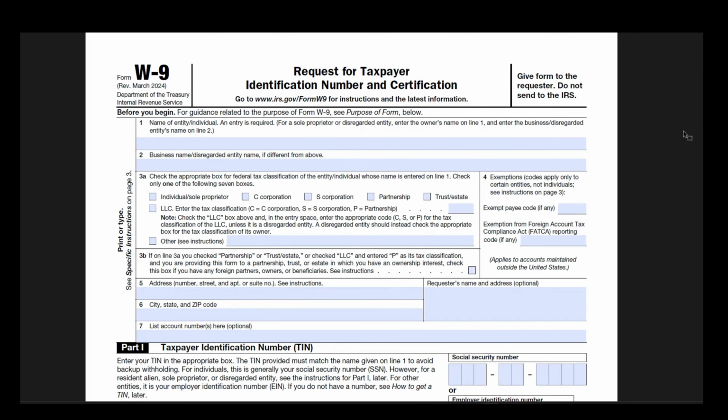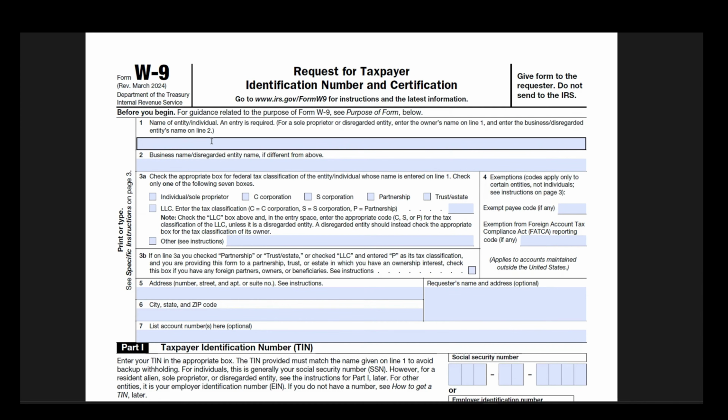Let's start with line one. If you are a realtor or agent that operates completely under your name with no business or entity structure set up, you're going to include your name on line one. If you operate as an LLC and you're the only owner, which makes you a single member LLC, you're also going to include your name on line one.